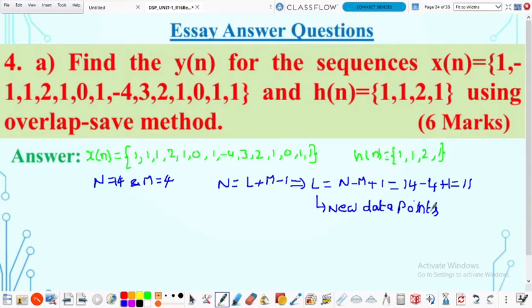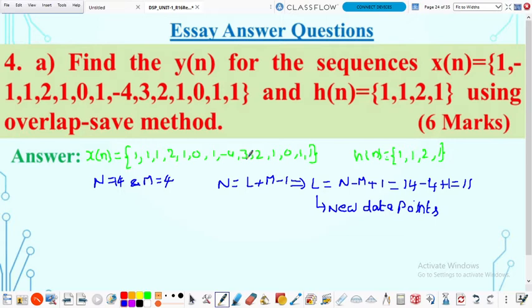According to the definition of the overlap save method, the input sequence x of n must be divided into blocks of data. In the first block of data, the first M minus 1 samples are set to 0, and in the remaining blocks, each block consists of the last M minus 1 data points of the previous block followed by L new data points. Now here, the given input sequence is x of n. So this input sequence can be divided into blocks of data.